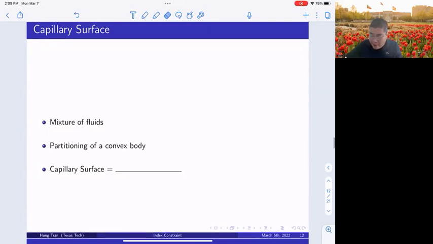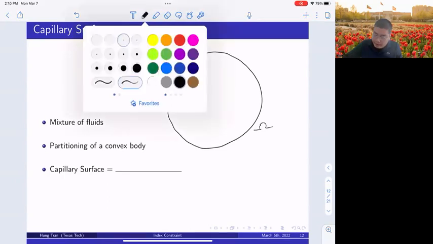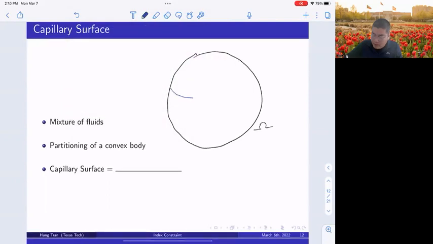So let me redraw the picture here. So here, again, omega is some convex body, and sigma here is a partitioning of this convex body. And you can think about this as the interface between two different fluids.